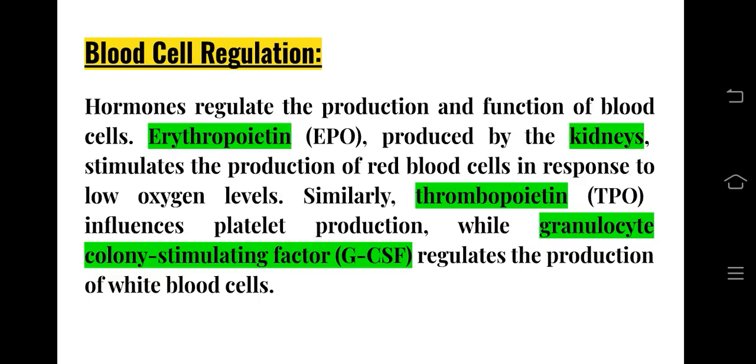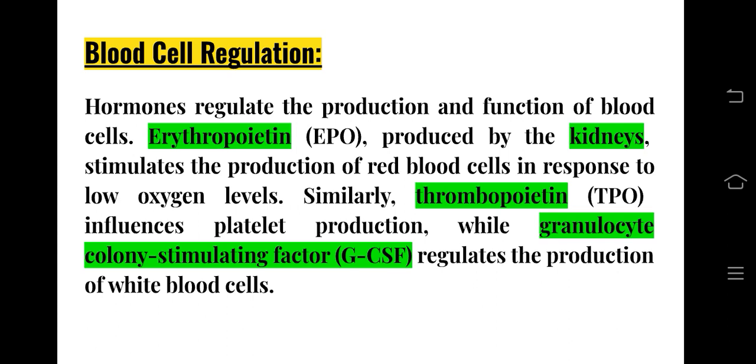Then blood cell regulation. Hormones regulate the production and function of blood cells. Erythropoietin, produced by the kidneys, stimulates the production of red blood cells in response to low oxygen levels. Similarly, thrombopoietin influences platelet production, while granulocyte colony stimulating factor regulates the production of white blood cells.